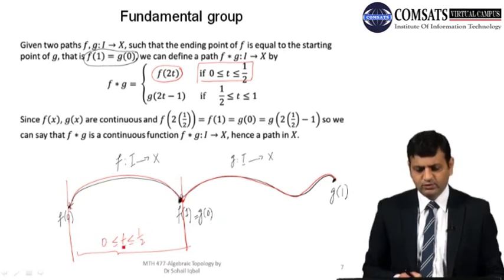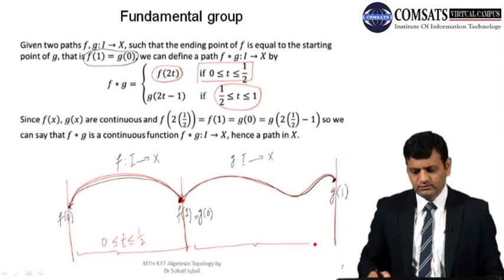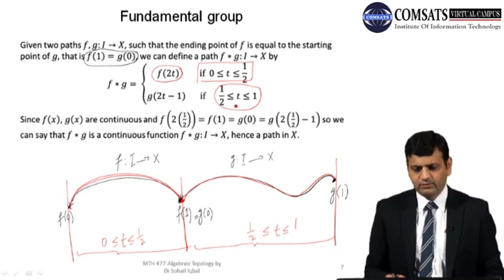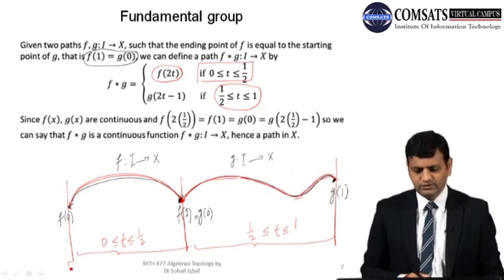So as I move t from 0 to 1/2 I'll be getting points of f, and starting from this point I will reach this point. And from 1/2 to 1, so basically from this point to this point, as t varies from 1/2 to 1, I'll be getting points of g. So I'll be moving along this path, and when t varies from 0 to 1 I'll be getting this whole path, which is the composition of f and g.